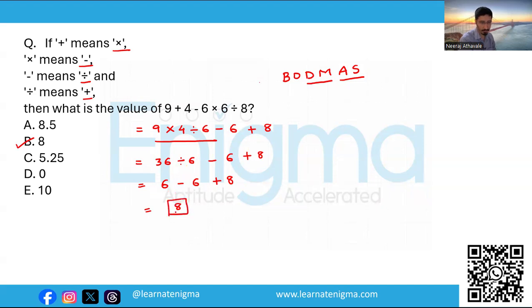That is option B. Now we are going to solve 5 questions based on the same coding decoding. Okay. Or we can also call this chapter as symbols and notations. Let's see the next question.